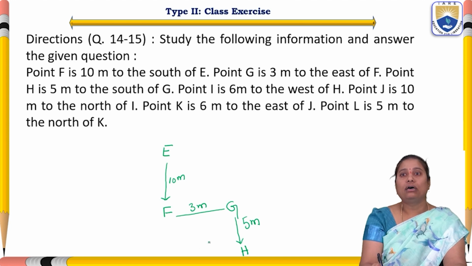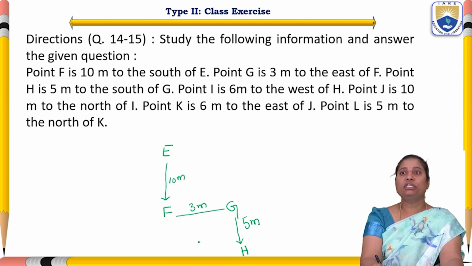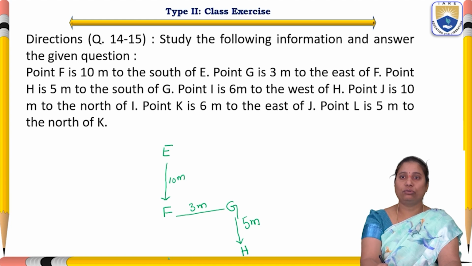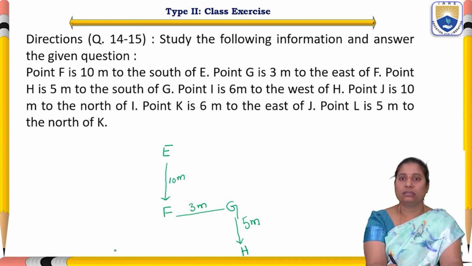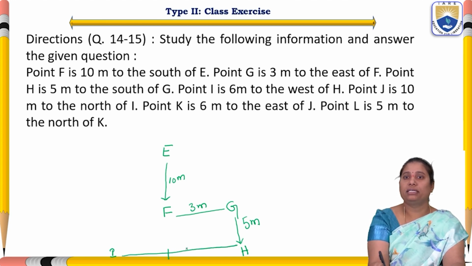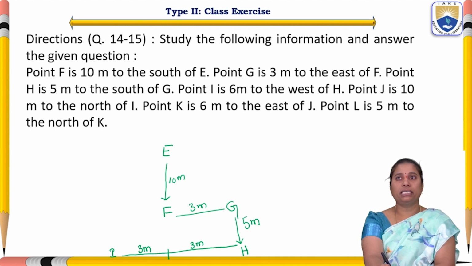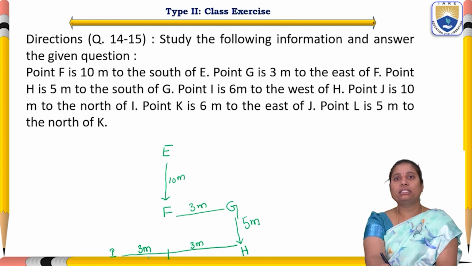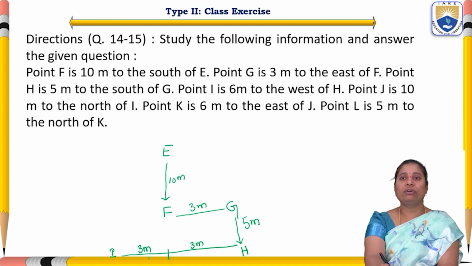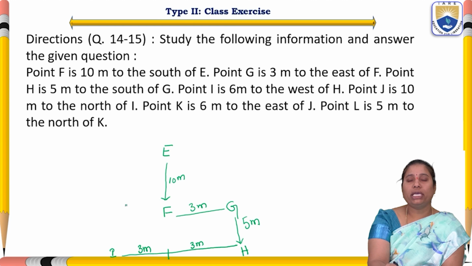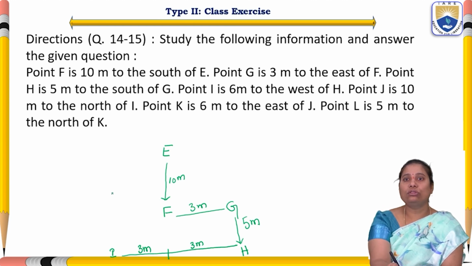And point I is 6 meters to the west of H. So H to this I, it is 6 meters. But we can make it clear by dividing the 6 meters into 3 meters and 3 meters, and I is here. Point J is 10 meters to the north of I.